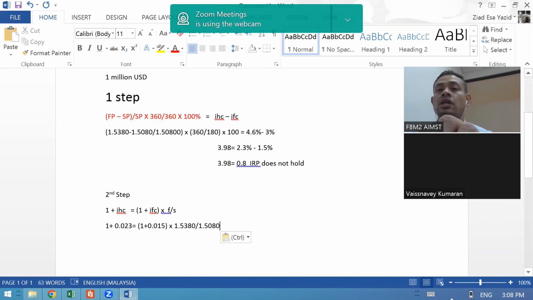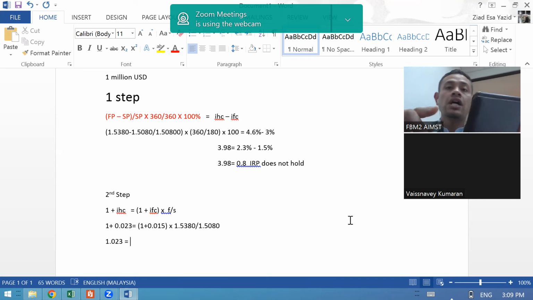Simple. Now we just compare. We have 0.023, equals, you just multiply: 1.015 times 1.5380 divided by 1.5080. Now this one you get 1.035.